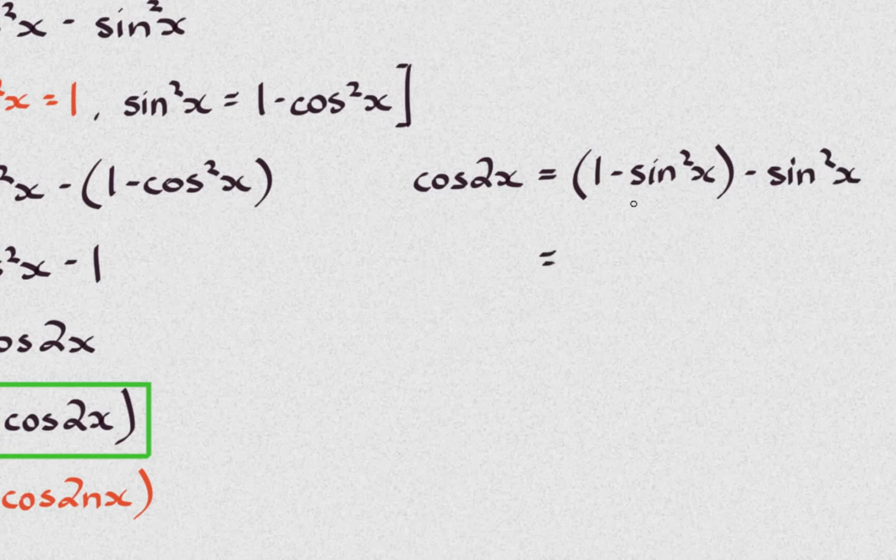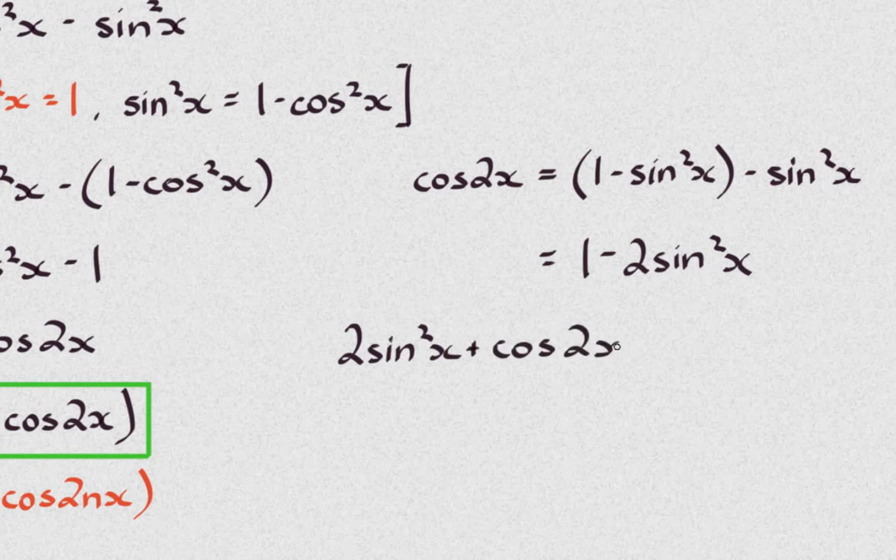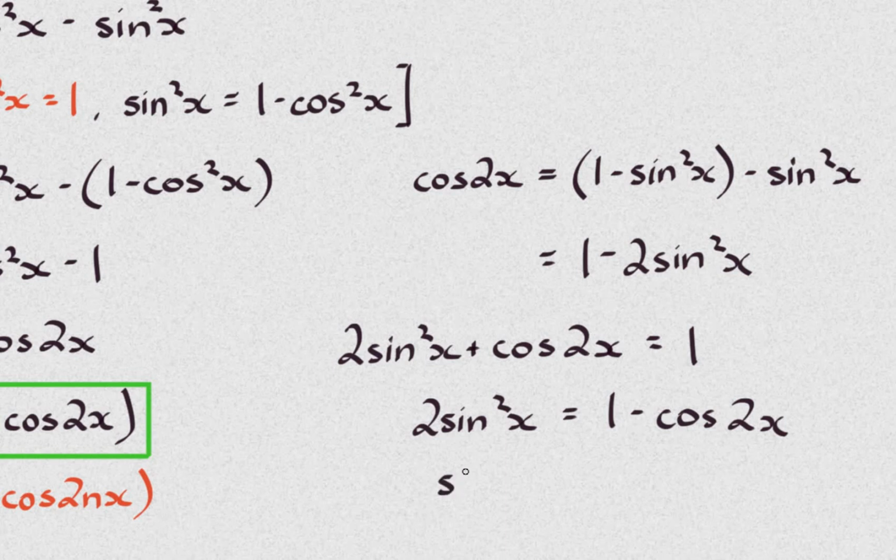And so now when we collect like terms, we have 1 minus 2 lots of sine squared x. Doing the same thing as before, rearranging, we can add the 2 sine squared x to the left-hand side, and then we can subtract the cos 2x.